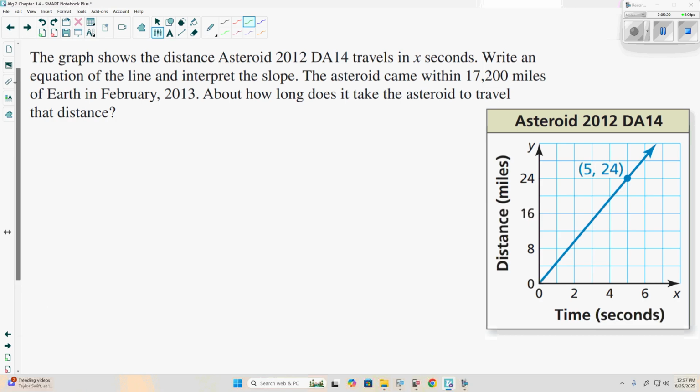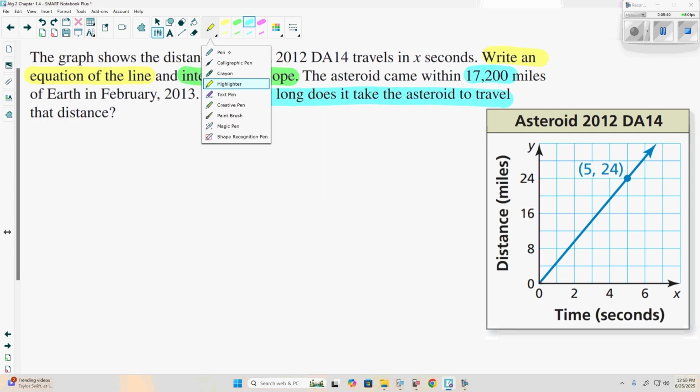So, several things it's wanting us to do. Why not? Let's get a highlighter. One, it wants us to write an equation of a line. Two, it wants us to interpret the slope. And three, it wants us to know how long does it take the asteroid to travel 17,200 miles. You don't have to highlight all that. I'm highlighting it just, this is what we're doing. We're answering three main questions. We're going to have to do four things at least, but we're answering three main questions.